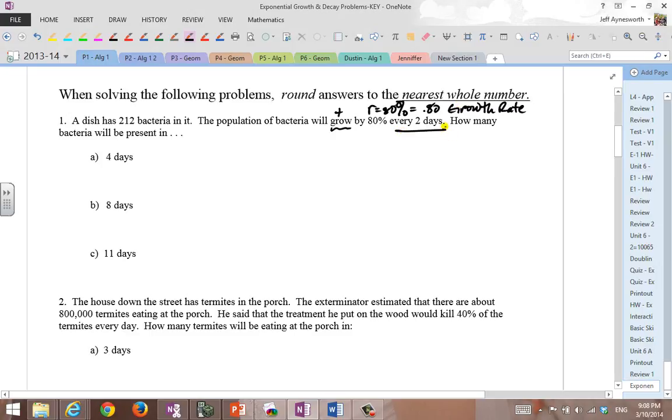All right, now the number of intervals, or the amount of time that passes, it grows 80% every 2 days. So let's underline that because that is very important to the situation. The question is, how many bacteria will be present in 4 days, and then 8 days, and 11 days?